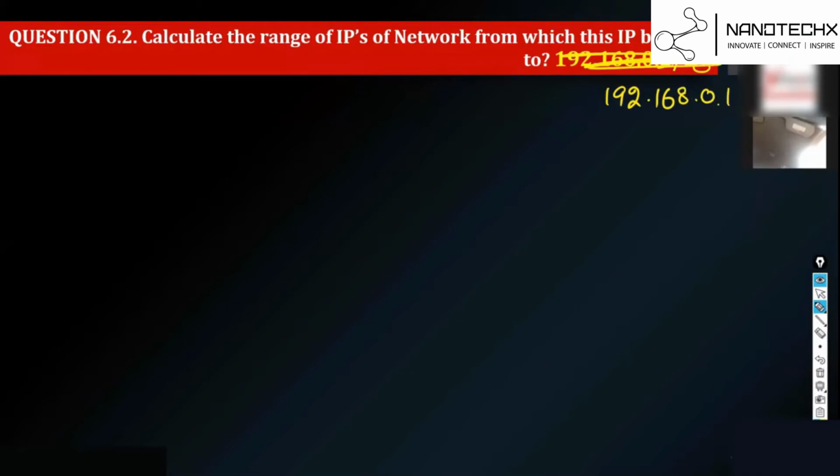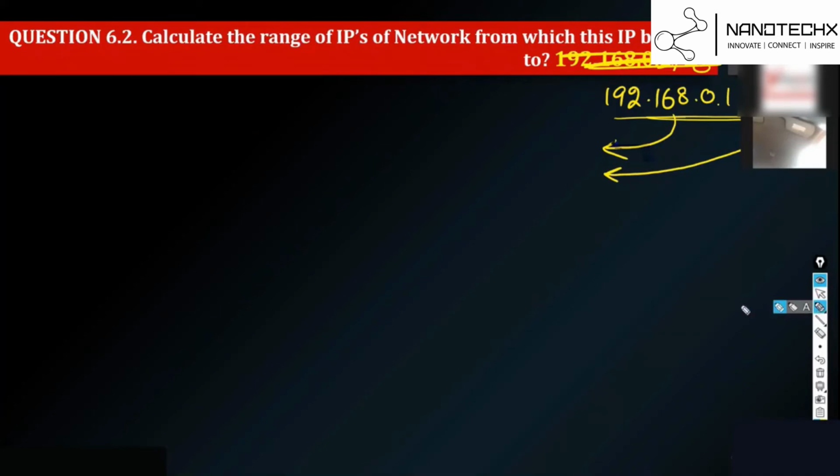192.168.0.1/28. 29 we have already done, right? So let's solve this one, the range of this one. Again, the same thing: first we have to write this in binary, then write this in binary, and that's all. So it's easy. Let's do it. 192.168 we already know. You just saw it, right?